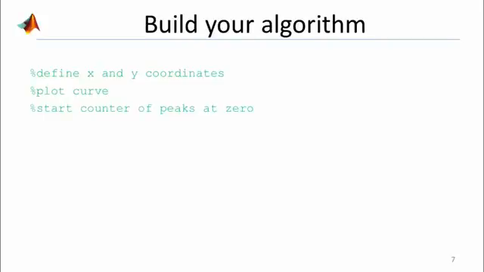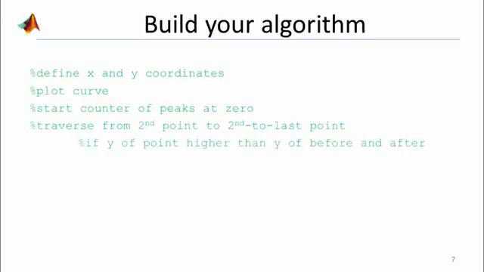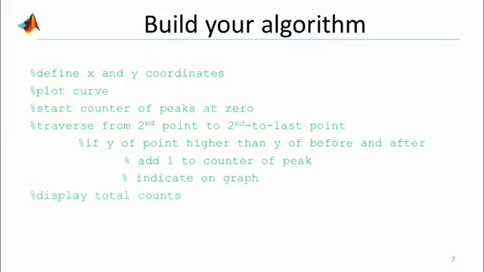So start counting at 0, then traverse the vector from the second to the second-to-last point, then apply your logic to each data point. If it is true, add 1 to the counter of peaks, also indicated on the graph. We'll do that very last. And then once you're done with everything, show the actual total count.